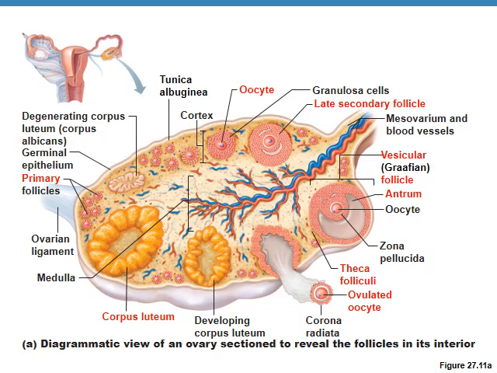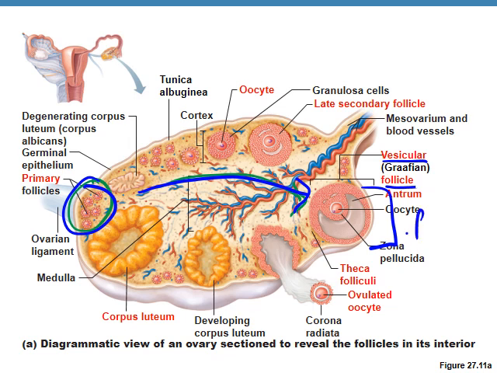Another nice figure from your book shows the primary follicles growing in size. Primary follicles growing in size, and they turn into this really large follicle, which is called a vesicular follicle. So this would all be follicular phase.